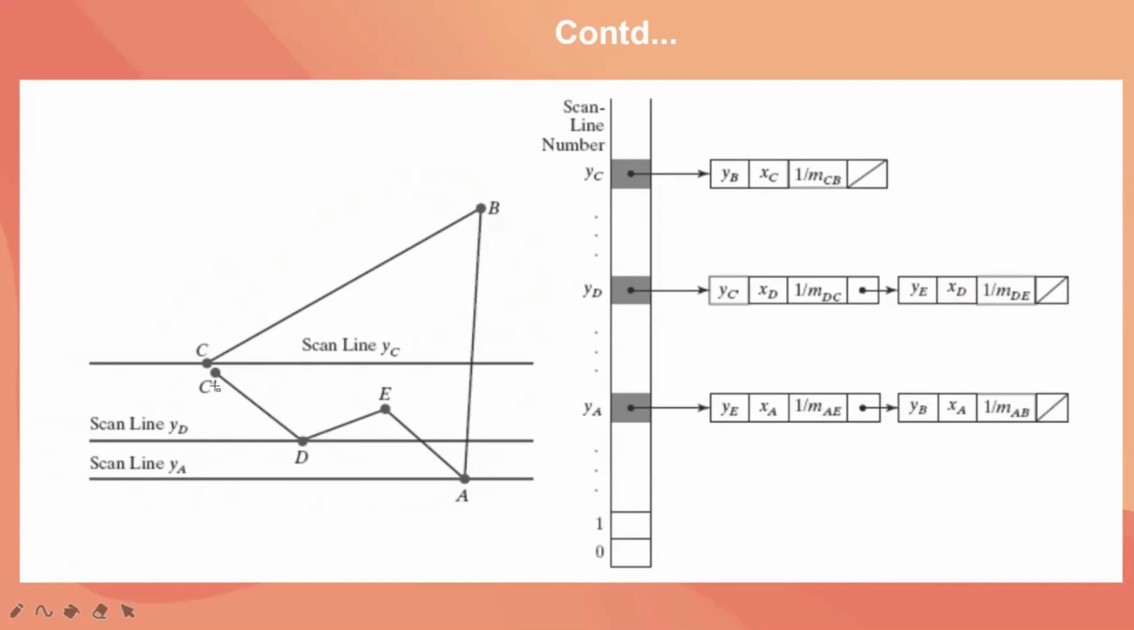So how many vertex points I have, I'm just going to write down, because I have to find out the edge table of all the scan lines. So here YA, YD and YC. These three edge tables I have to find out. Now how to find out for YA? Place your finger over here and you can see you have two edges, A to B and A to E. Just remember it carefully: A to B and A to E.